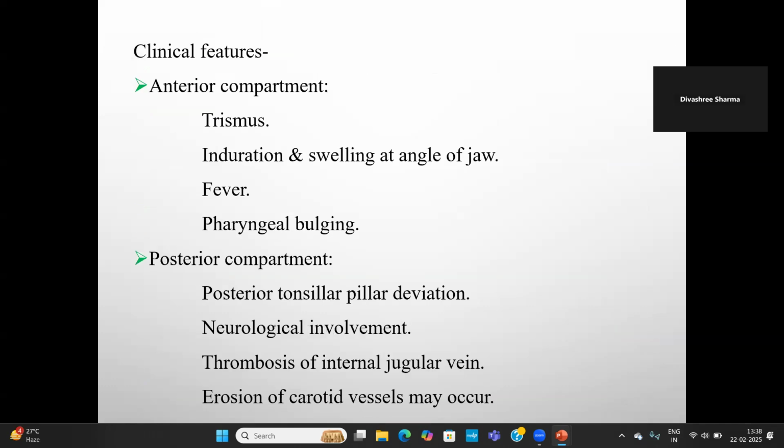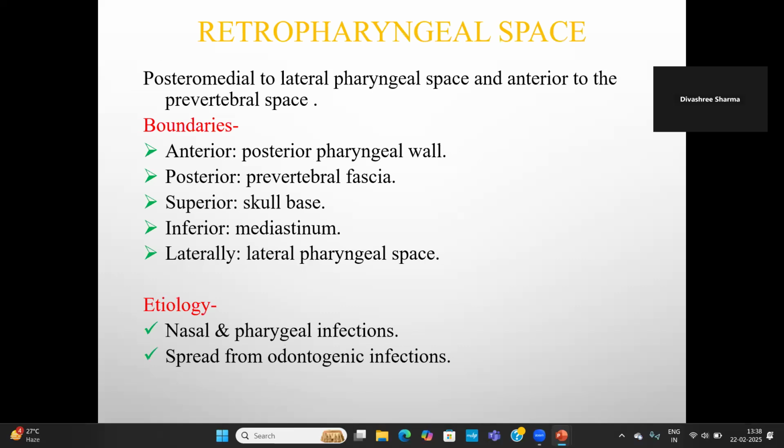Now, the symptoms when the anterior compartment of the lateral pharyngeal space is involved are trismus, induration, and swelling at the angle of the jaw, fever, and pharyngeal bulging. The symptoms of the posterior compartment involvement, because it contains the vital structures, would be something specific, which will include neurological involvement, peritonsillar pillar elevation, thrombosis of the IJV, and erosion of the carotid vessels. Okay, this was the lateral pharyngeal space.